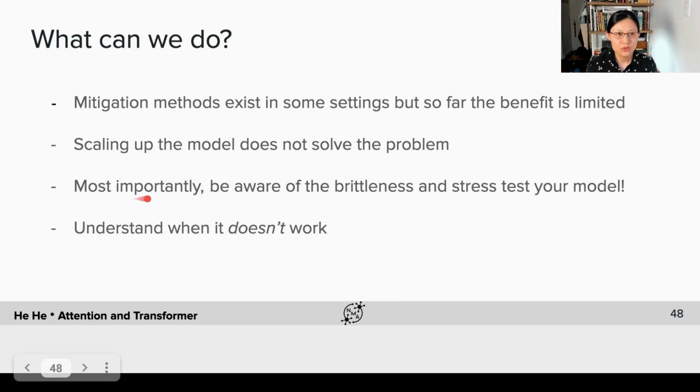So what we should do here is be aware of the brittleness in the model and really stress test our model before deploying it. In addition, we need to have a good understanding of when the model doesn't work because it might cause unexpected problems, which we will take a look at in the next part.